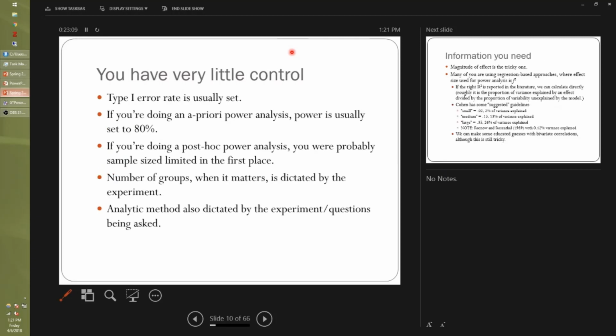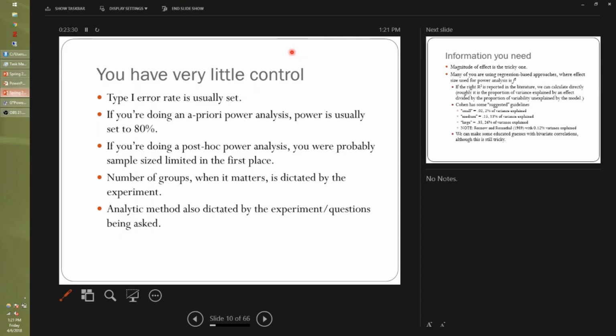Okay. So the tricky thing about power analysis is we have very little control. The type 1 error rate is usually set. 0.05 is the big one, but on a field by field basis, on a journal by journal basis, you have very little control over what the approved p-value you have to get less than to be significant. 0.05 is the big one, so that's set.